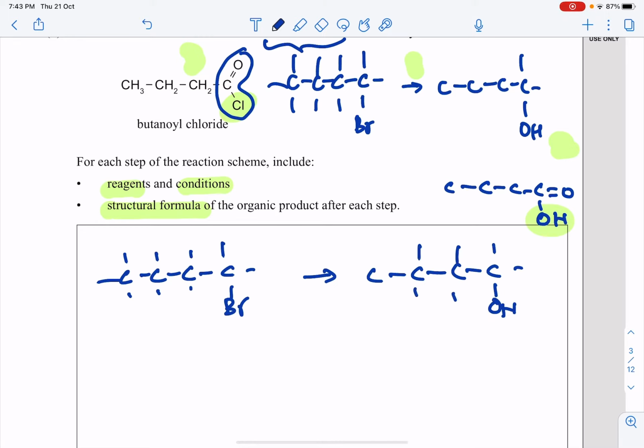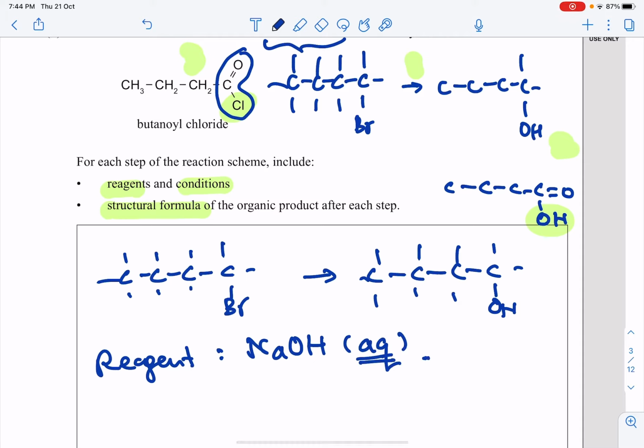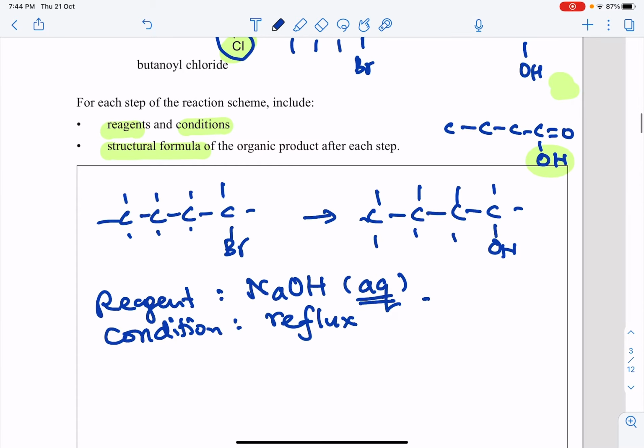So for this reaction to occur, the reagent would be, you can choose any alkaline solution, can be potassium hydroxide or sodium hydroxide. So up to you, but you must indicate it's a solution. So this is compulsory. Okay, and the condition for this reaction to occur is reflux. So we need to heat it up, and warm enough to substitute Br with the OH group.